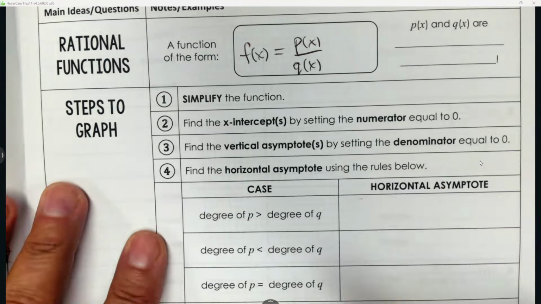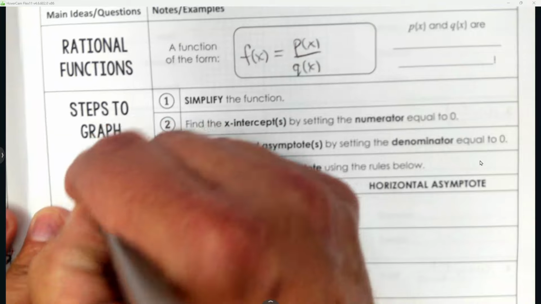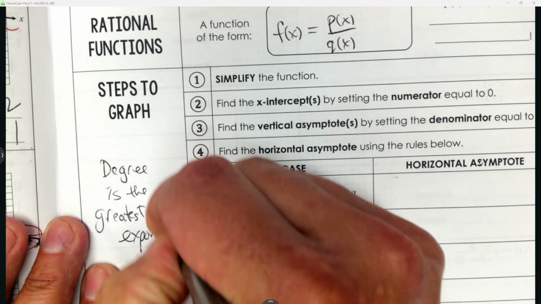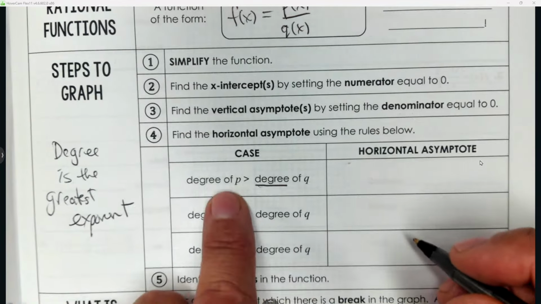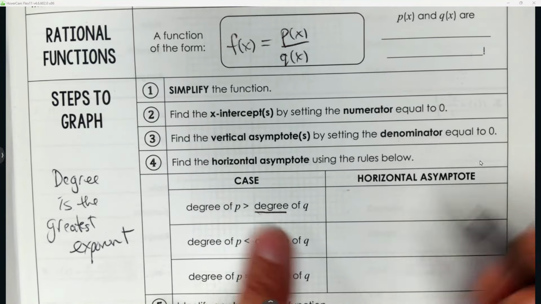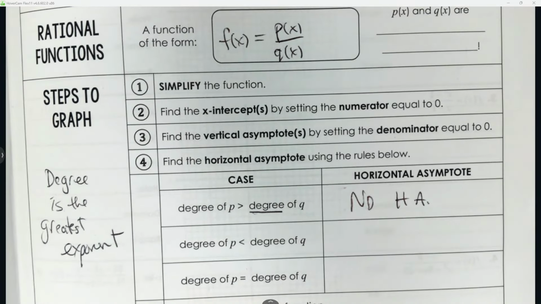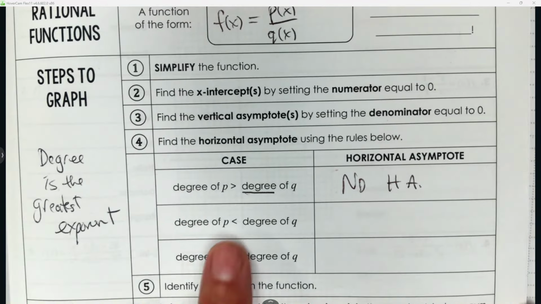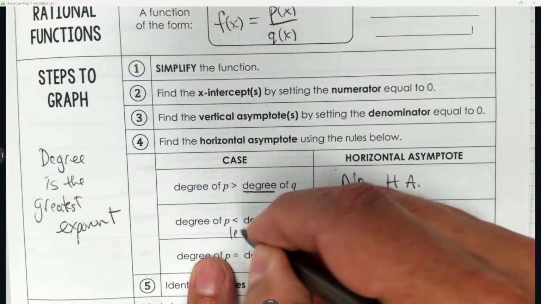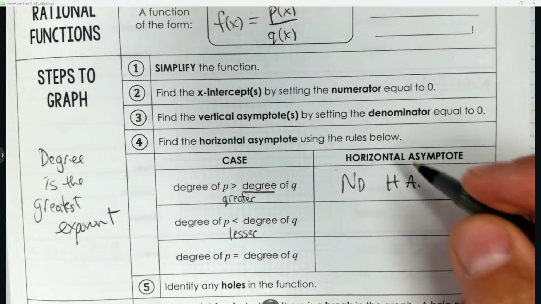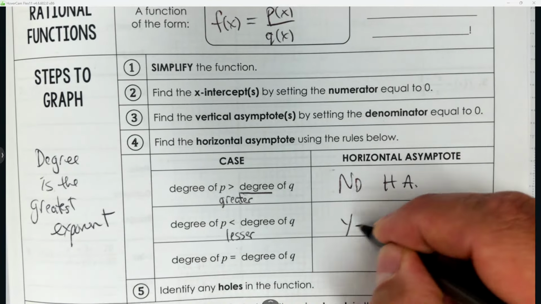So one thing we need to remember is this word degree. We're going to remember degree is the greatest exponent, just as a reminder. So if the degree on top is bigger, then there is no horizontal asymptote. The next lesson will be on oblique asymptotes, and then that will come into play. If the degree on top is less than the one on the bottom, then it's y equals 0.